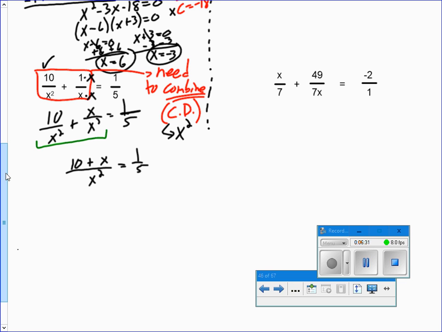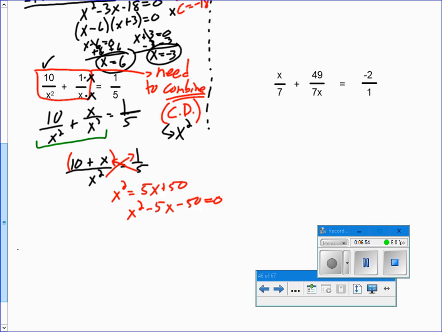And now that it's a proportion, we have one fraction on either side. Everything's the same as what we just did. We cross multiply and distribute when we need to. Then once we set this in the standard form, x squared minus 5x minus 50.